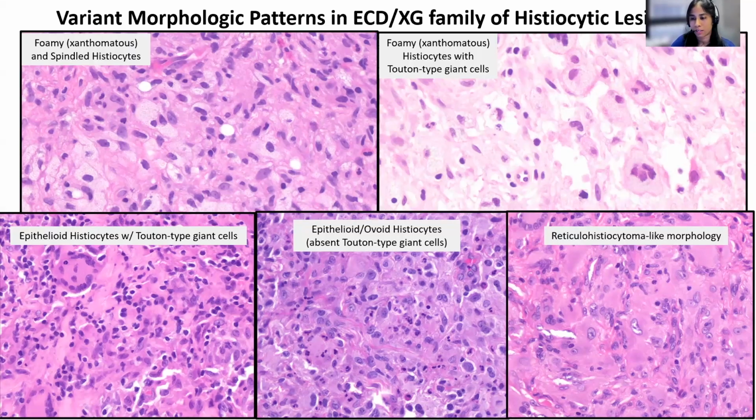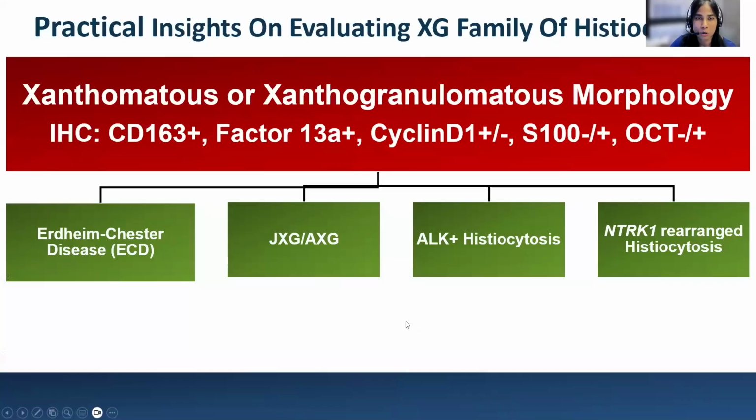They are all other variants of the XG family of lesions, but the key correlation becomes the PET-CT finding of systemic pathognomonic ECD findings, which, if present, would distinguish true ECD from other XG family of lesions. So some practical insights into xanthomatous and xanthogranulomatous morphology: all of these entities shown here can have overlapping phenotypes.